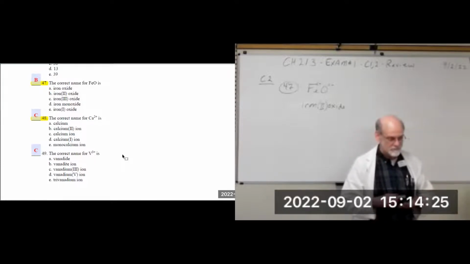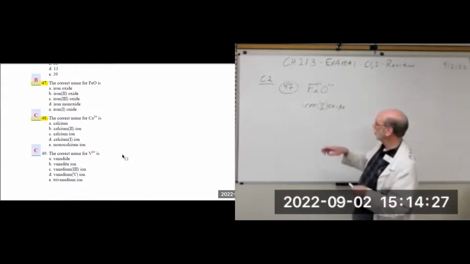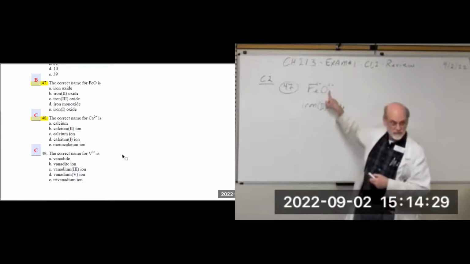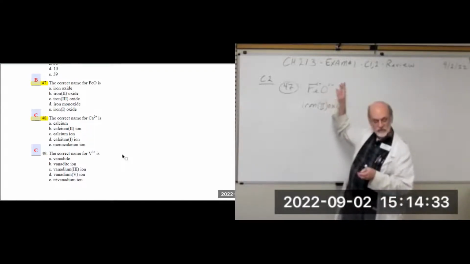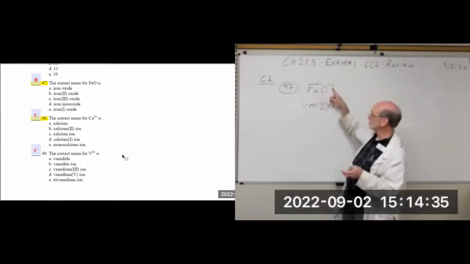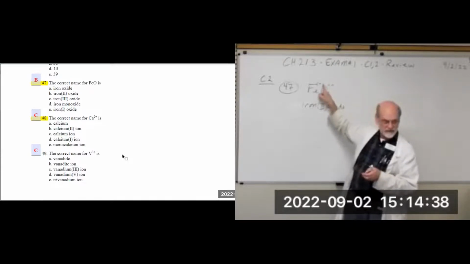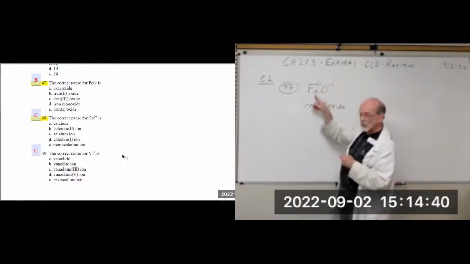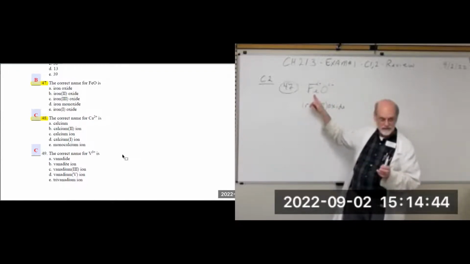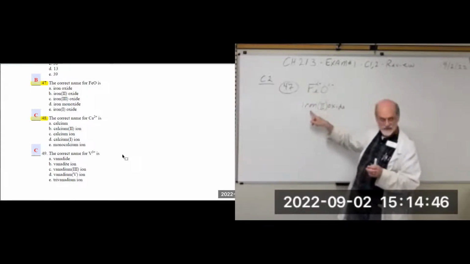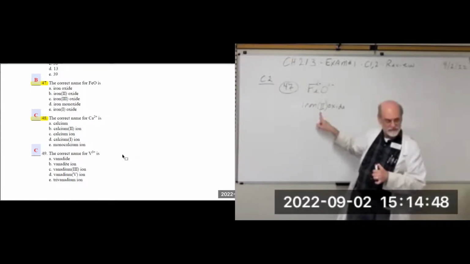How did you know iron was +2? Because I know this one is -2, and we have to balance the charge. This is a neutral compound, so we have to balance those 2 minuses with a 2 plus. Now, there's only 1 iron here, so all of that 2 plus has to go on that 1 iron. That's why I can say this iron is 2 plus charge.